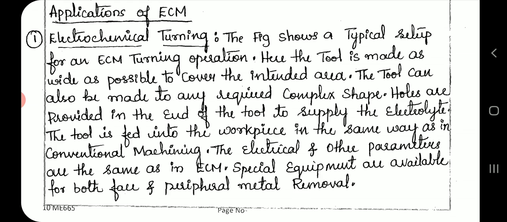Holes are provided in the end of the tool to supply the electrolyte. The tool is fed into the workpiece in the same way as in conventional machining. The electrical and other parameters are the same as in ECM. Special equipment is available for both face and peripheral metal removal.